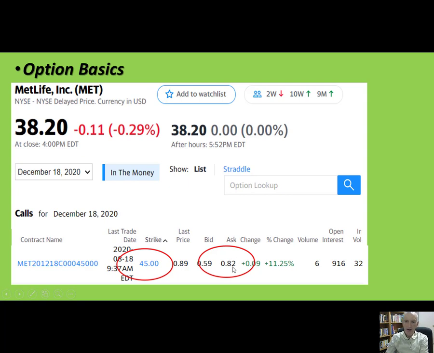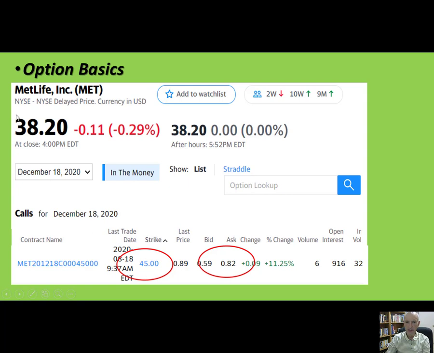The nice thing about the call option is if MetLife stock price falls and is well below $45 as of December 18th, you haven't lost anything except the 82 cents. However, if the stock price shoots up to say $47, $48, $49, then you get to buy them for $45 and sell them at the current price. That could be $50. So you would make $5 and you only invested 82 cents, which is a really huge return. Much higher return than if you just bought the stock for 38 and went up to 50.